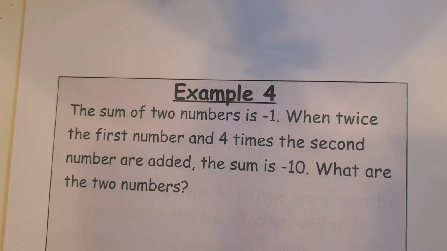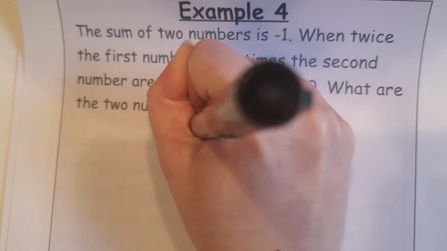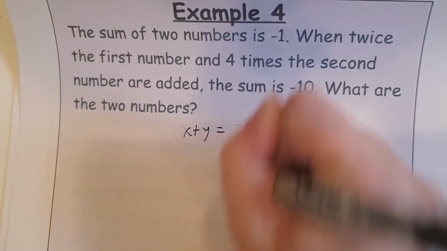The sum of two numbers is -1. Well, the sum is addition. The sum is the answer to an addition problem. So if we have any two numbers, again, let's call them X and Y, they add up to -1.